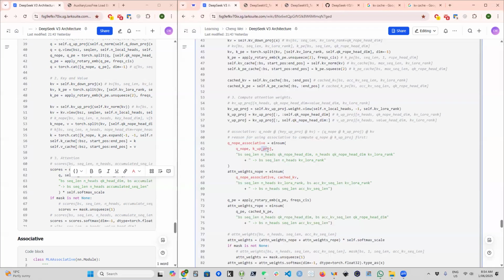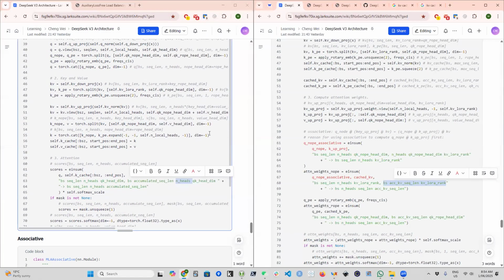We are not doing up projection on the key first and then multiplying with Q, but we do Q times the up projection matrix first. So we finish the associative part first, then we use the resulting matrix to multiply with the key, which is the down projected key from the KV cache. Okay.